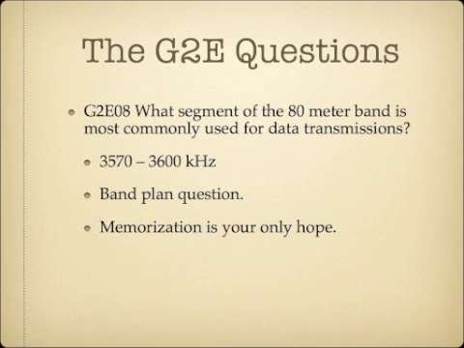What segment of the 80-meter band is most commonly used for data transmissions? Well, here's another memorization answer. It's 3,570 to 3,600 kilohertz. And once again, this is another band plan question. So 3,570 to 3,600 kilohertz is where most data communication happens for 80 meters.